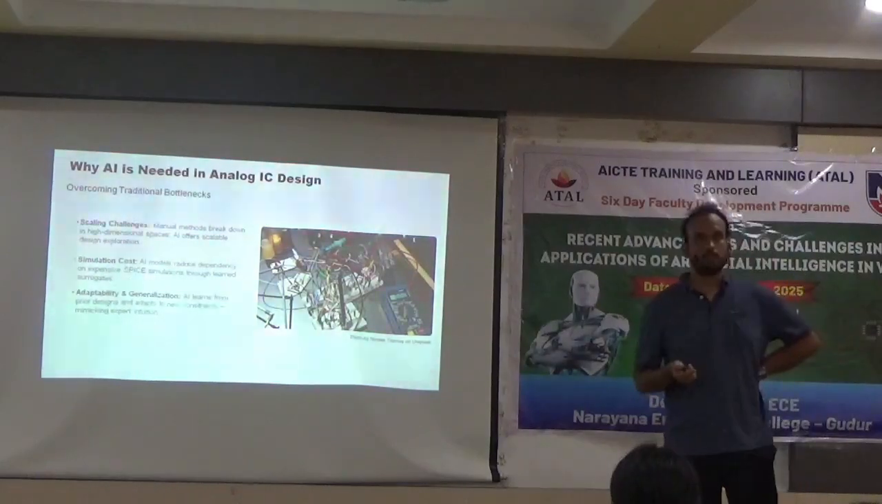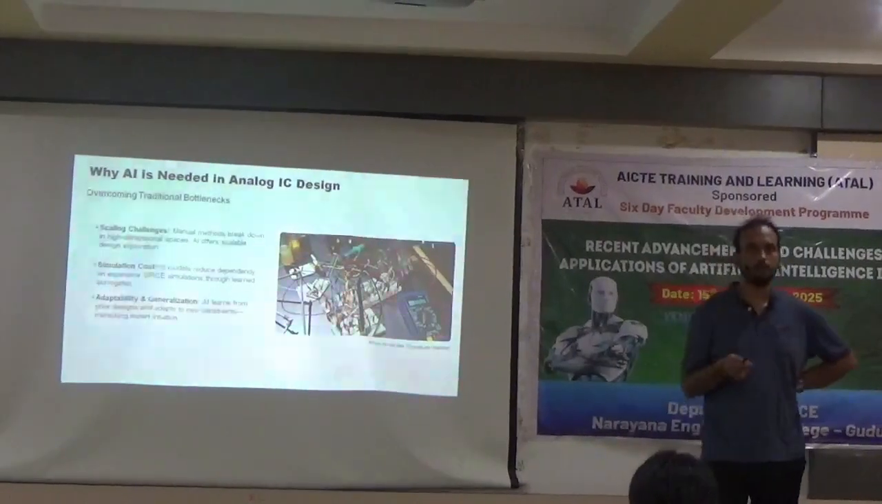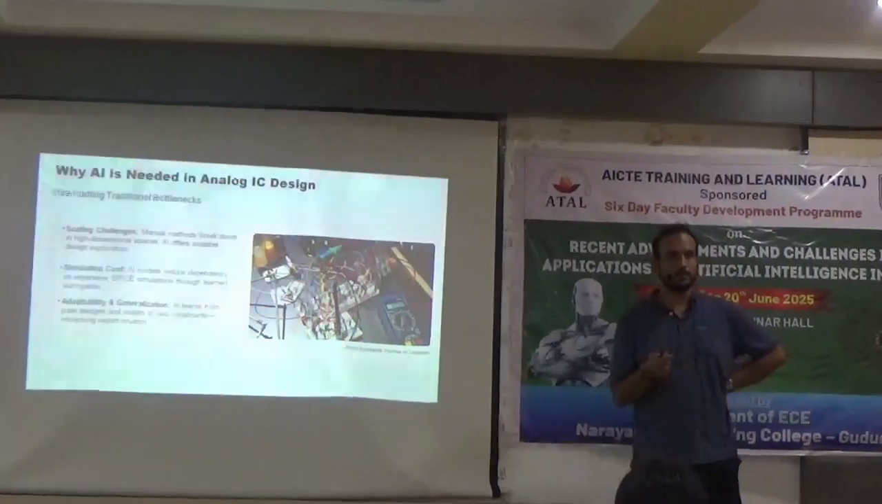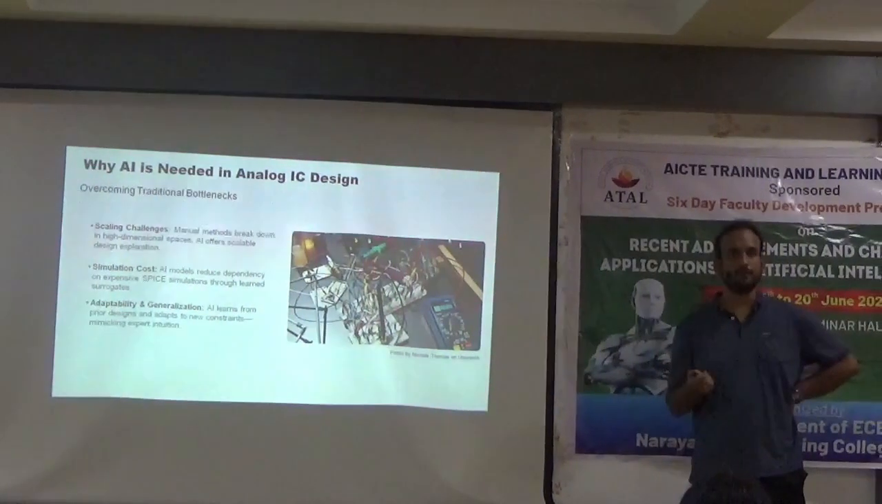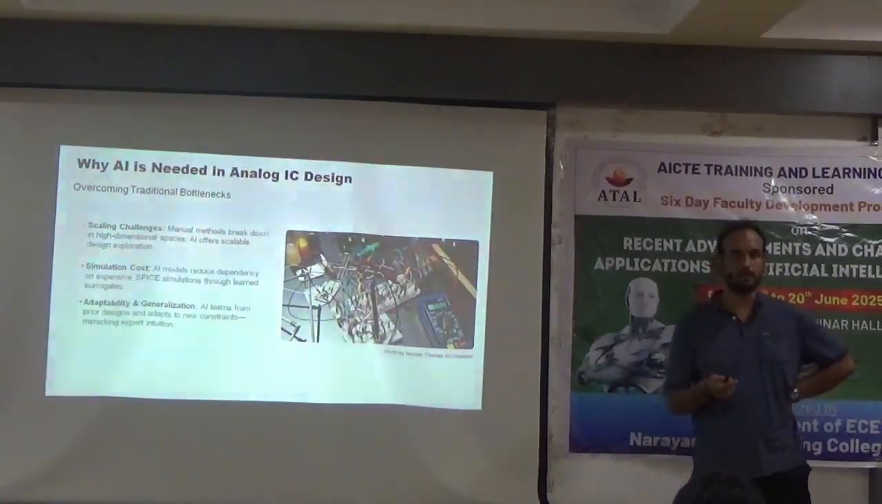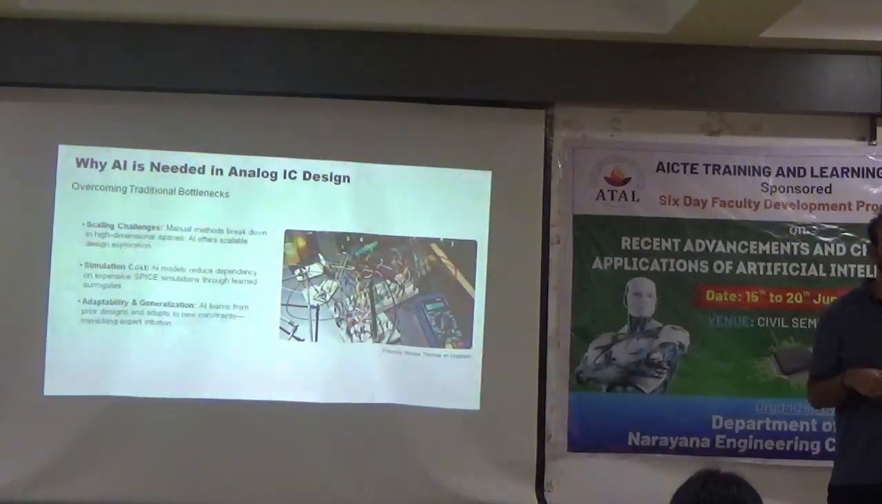Another thing is the simulation cost. When you do analog design optimization, it requires a lot of resources. As you heard about your GPU processing, it requires a lot of memory. Same when you do AI with analog design, you require a lot of memory and a lot of area. And at every stage you need to optimize your design. That's why it requires a lot of simulation cost or resources.